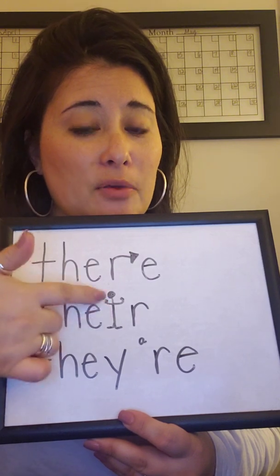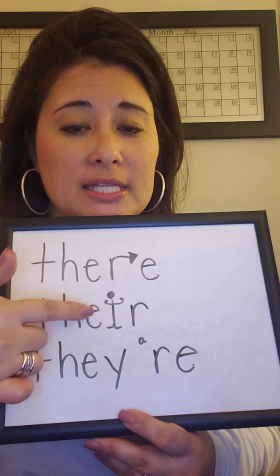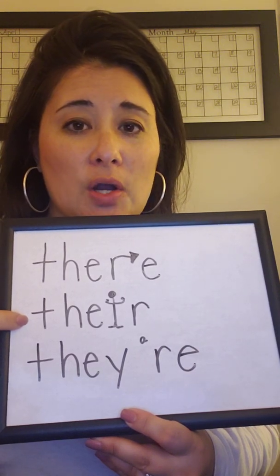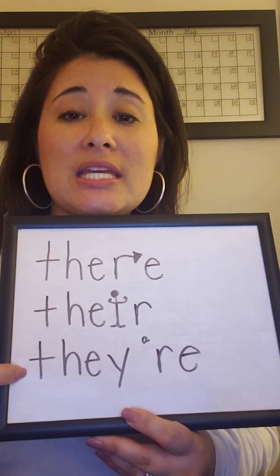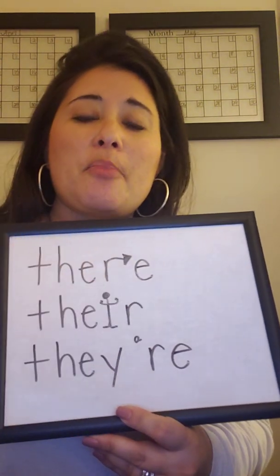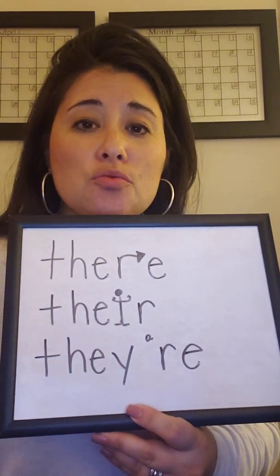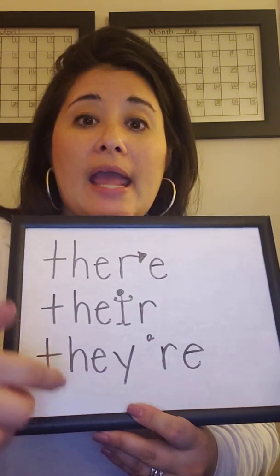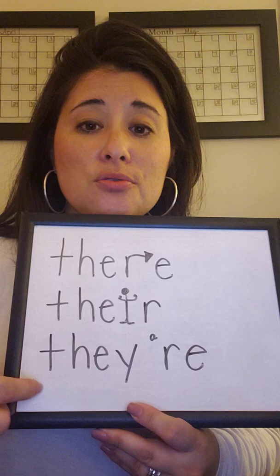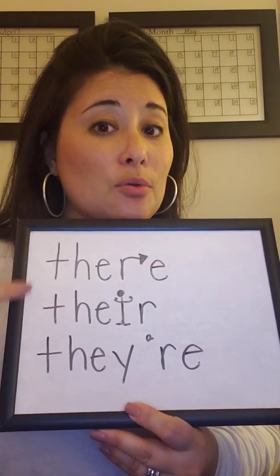T-H-E-I-R, think of the person, the I being a person. And you're talking about a person when you use T-H-E-I-R. And then T-H-E-Y apostrophe R-E. Think of the apostrophe as an A. And when you read a sentence, say they are. If the sentence does not make sense using they are, then it's going to be either one of these two words. Okay. Hopefully that helps you to remember when to use each of those words.